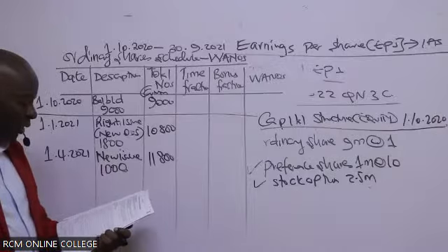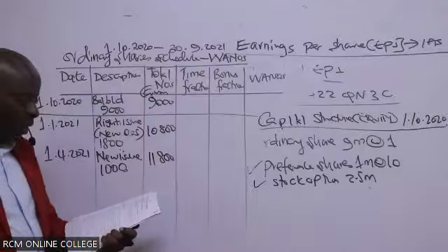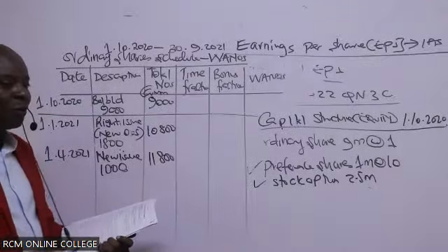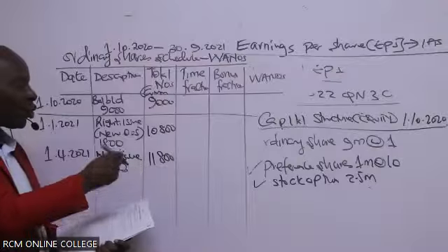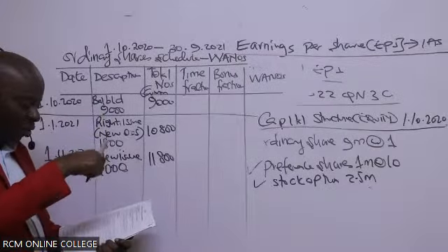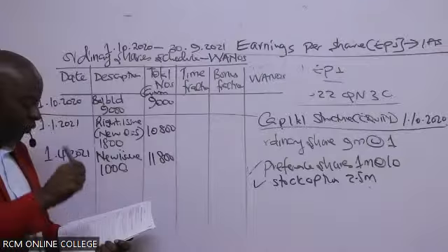The last note, on 1st July 2021, the company issued a 5 million convertible bond. I will not bring the convertible bond here, not unless you're told that they were converted. They were converted. I can just read the whole of it. They were converted to ordinary shares.